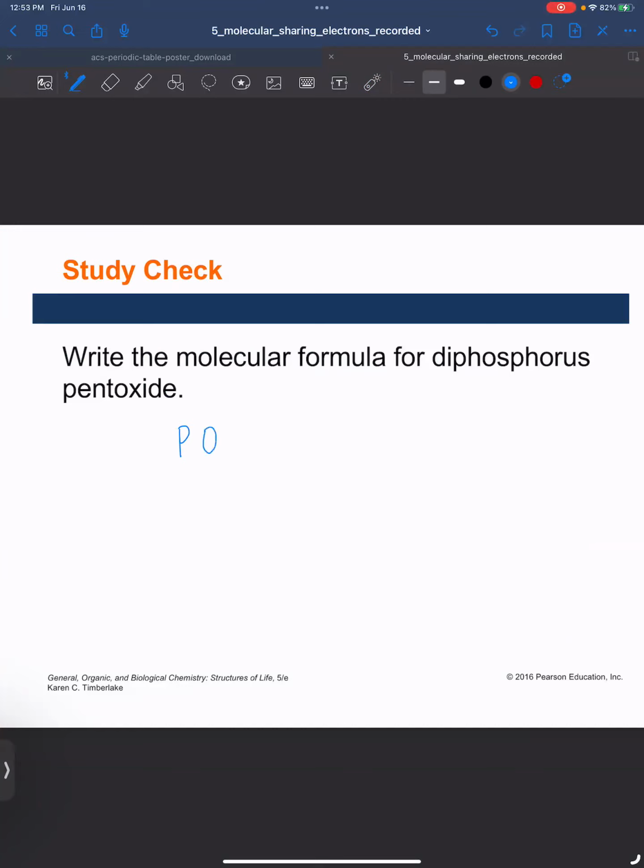We have P and O, and then diphosphorus means how many phosphorus atoms? 2. And how many oxygens? 5, good. So diphosphorus pentoxide. Remember, originally the prefix for 5 is penta, but if we have an A and an O together, we drop the first vowel there, the A, and that's how we derive pentoxide.